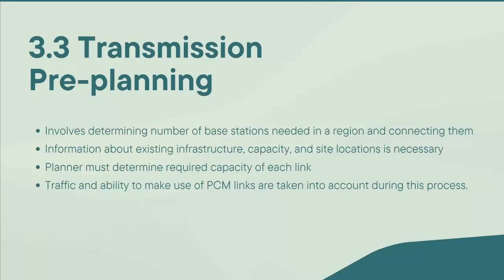In order to determine the required capacity of each link, the transmission planner must consider the traffic and the ability to make use of PCM, which is pulse code modulation links. PCM is a digital representation of an analog signal that is used to carry traffic and signaling from the TRX, which is a transceiver, and also the operation and maintenance signaling, shortly known as O&M signaling, and may have bits for synchronization and loop control depending on the topology.